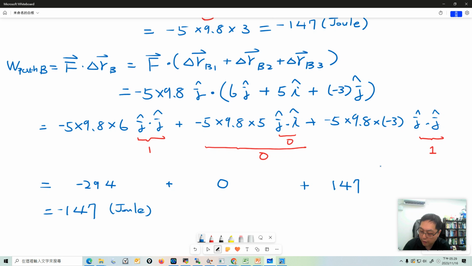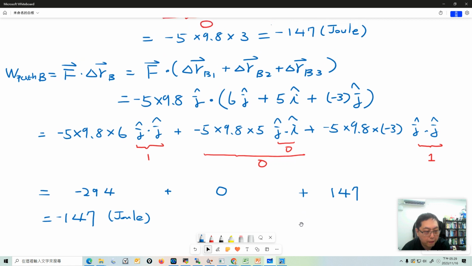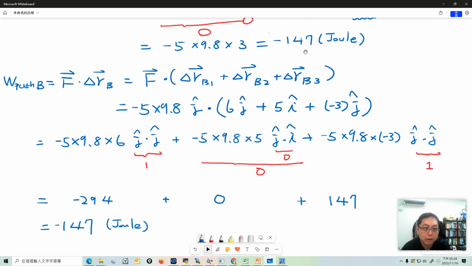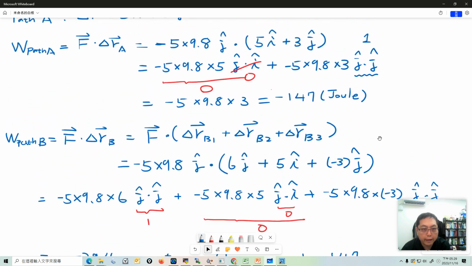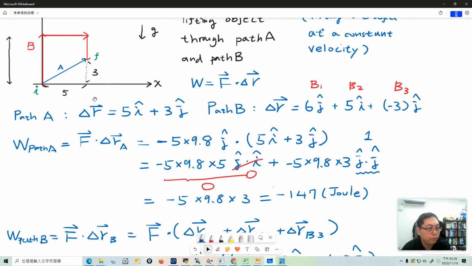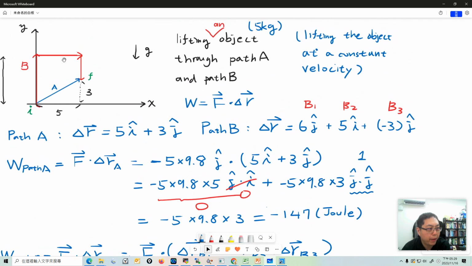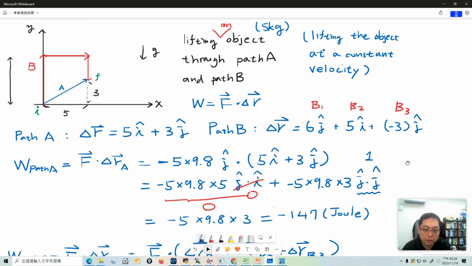You see, the work done by the gravitational force through path A and path B finally has the same answer, minus 147 joule. These are two different paths. The only thing they share in common is that they have the same initial point and final point. This very simple proof tells you the gravitational force is also a conservative force, because the work done by the gravitational force only takes care of the initial position and final position. Anything happening between them, I don't care.